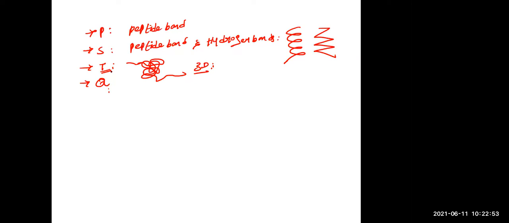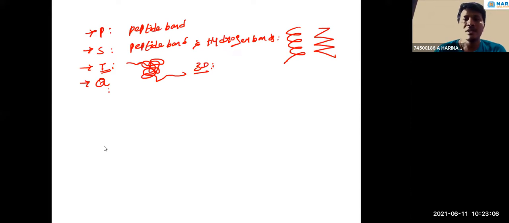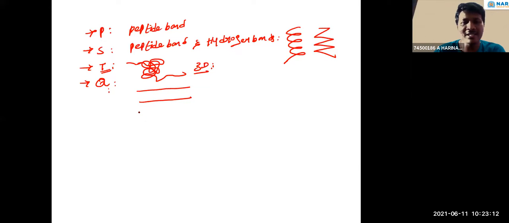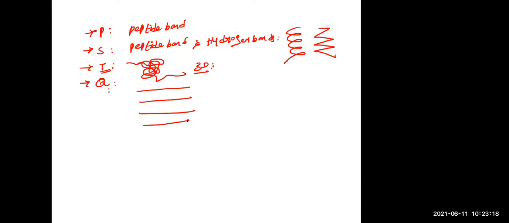Tertiary has only one protein, and quaternary has more than one protein. Only one peptide chain is involved in the tertiary. Here, more than one peptide chain is involved. They are arranged one above the other, parallel to each other.